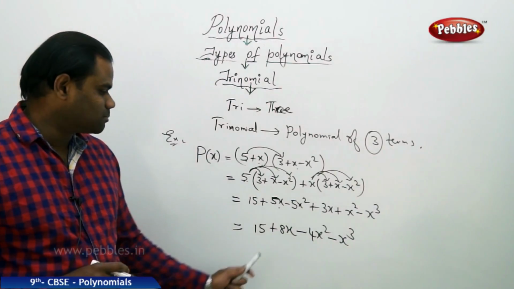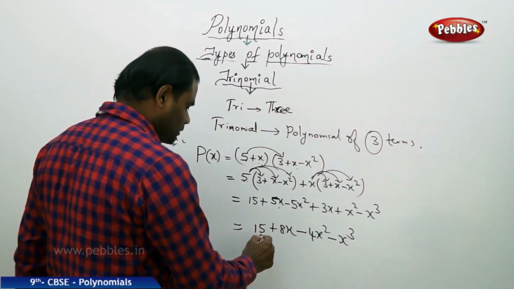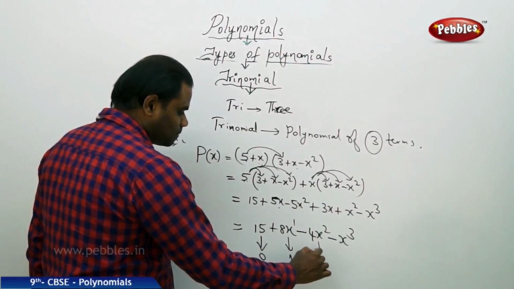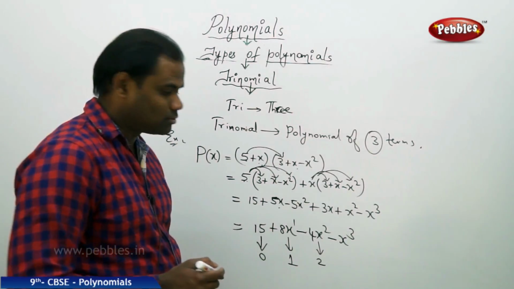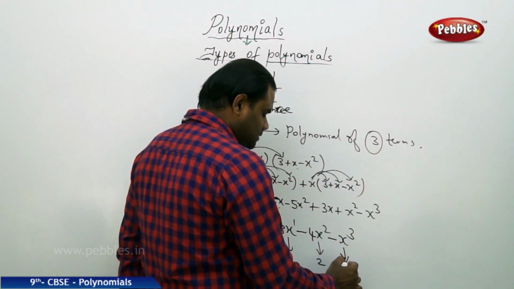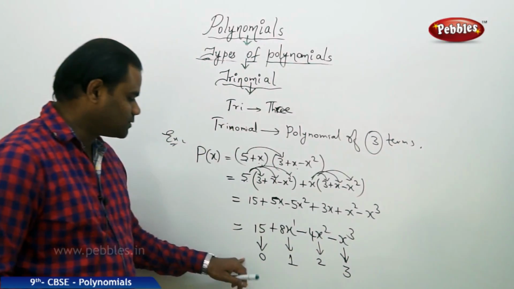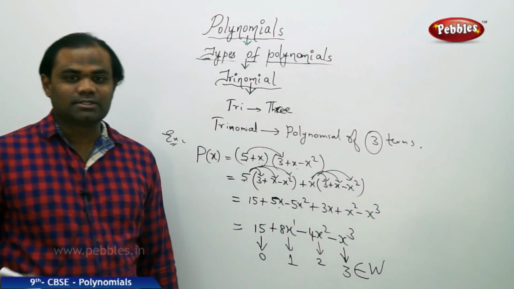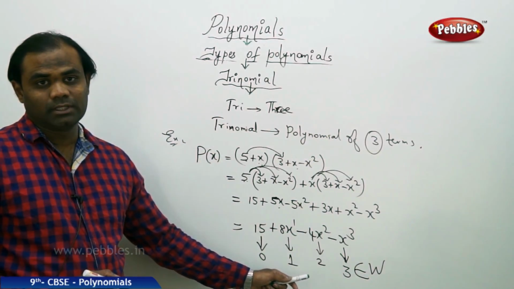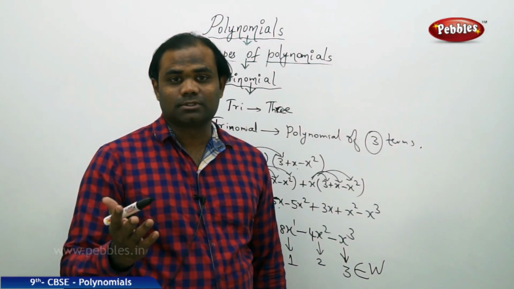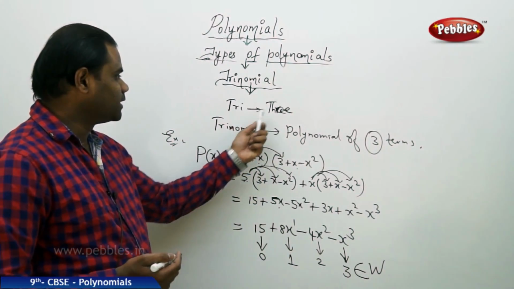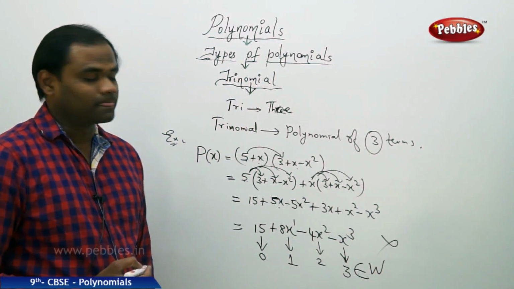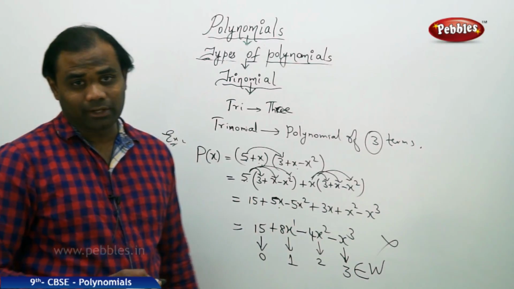Now clearly, let's see if this is a polynomial. The power of x here is 0, and the power of the variable x here is 1, and the power of the variable x here is 2, and the power of the variable x here is 3. Therefore, each of 0, 1, 2, 3 belongs to the whole numbers, and therefore this is a polynomial. This polynomial has 4 terms, but a polynomial of 3 terms is a trinomial. Therefore, this cannot be a trinomial. The given example problem is not a trinomial.